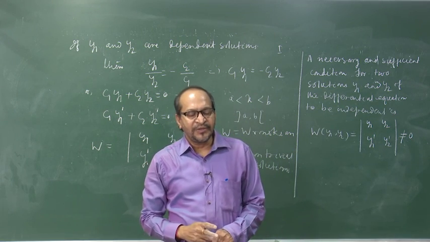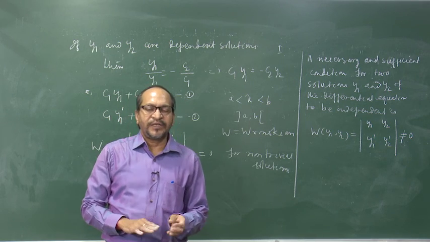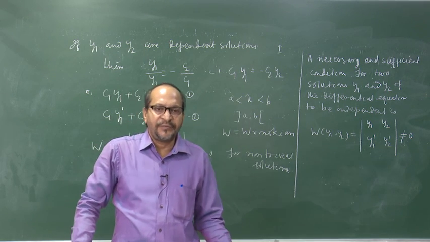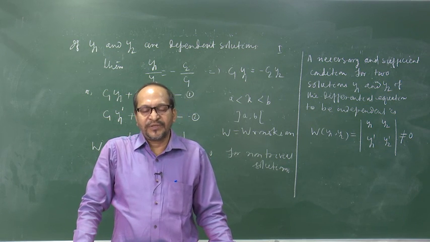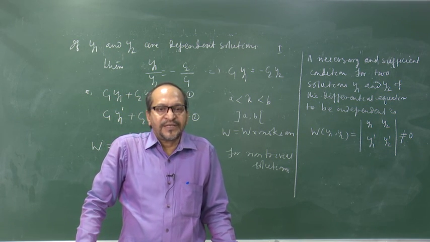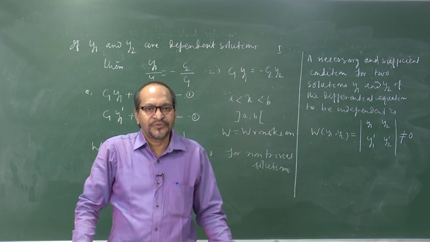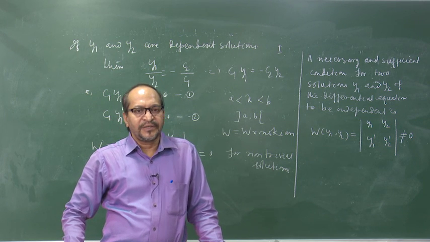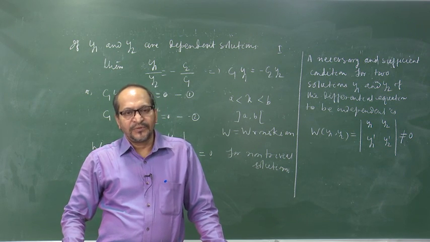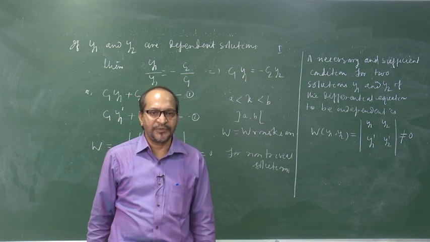So, with this we have completed what is Wronskian, what are the dependent and independent solutions of a homogeneous equation, what is complementary function, and what is particular integral. In the next class, we will discuss some numericals, some examples on particular integral. And with that we will end this course on differential equations. Thank you.